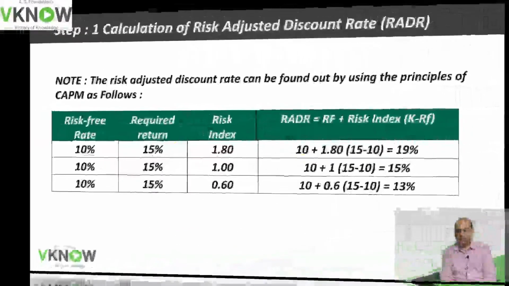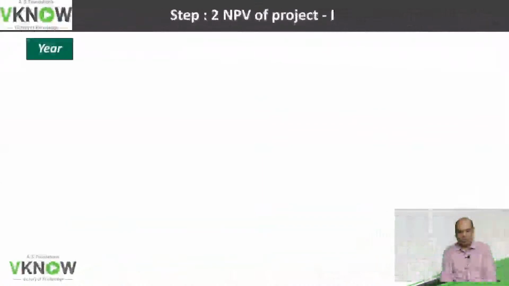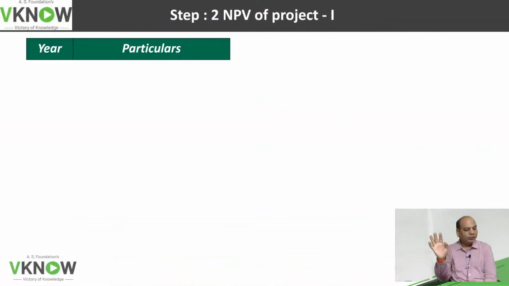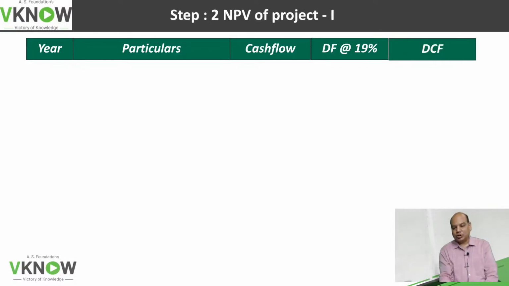Very good. Can we go to our main answer? I have to find NPV of the three projects, and I am going to use a different discount rate for each. For the first project we'll use 19%, for the second project 15%, for the third project 13%, because its risk is lowest.